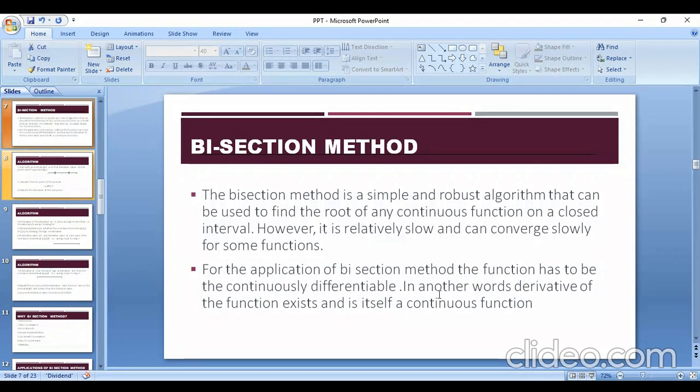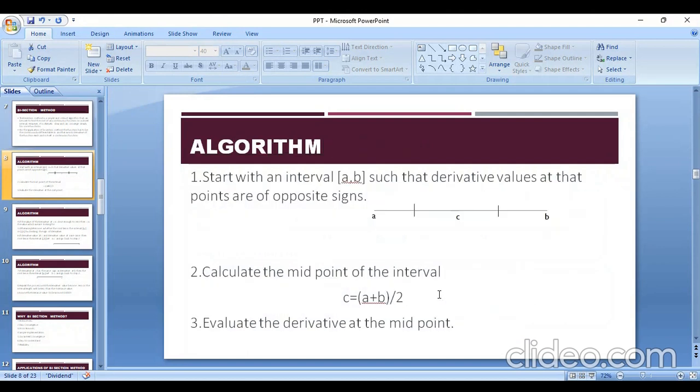Bisection method is applicable for only functions which are continuously differentiable. Continuously differentiable means the derivative of the function should be continuous. Here is the algorithm for bisection method. Firstly, we have to choose 2 points named as A and B. Let the midpoint of A and B be C. We have to calculate the derivative at values A, B, and C.